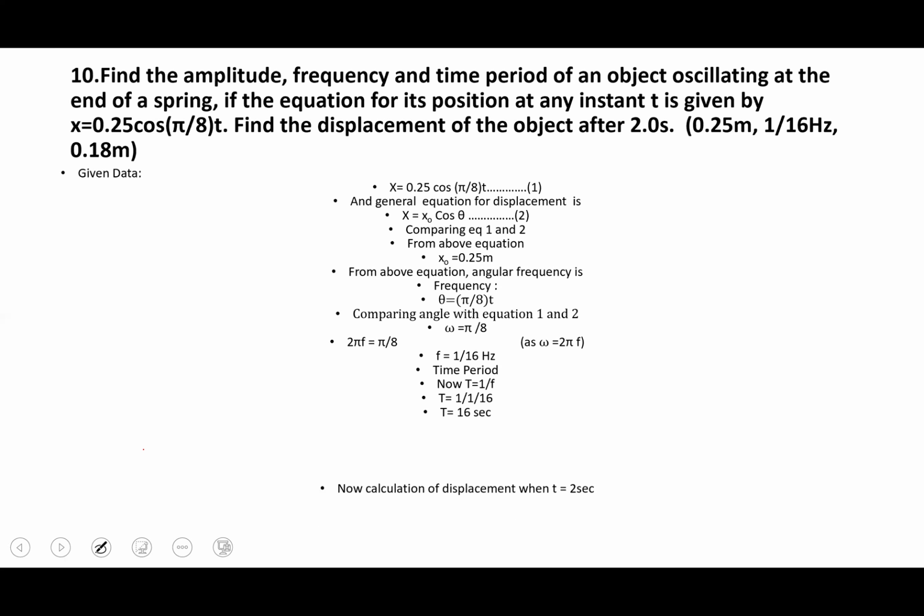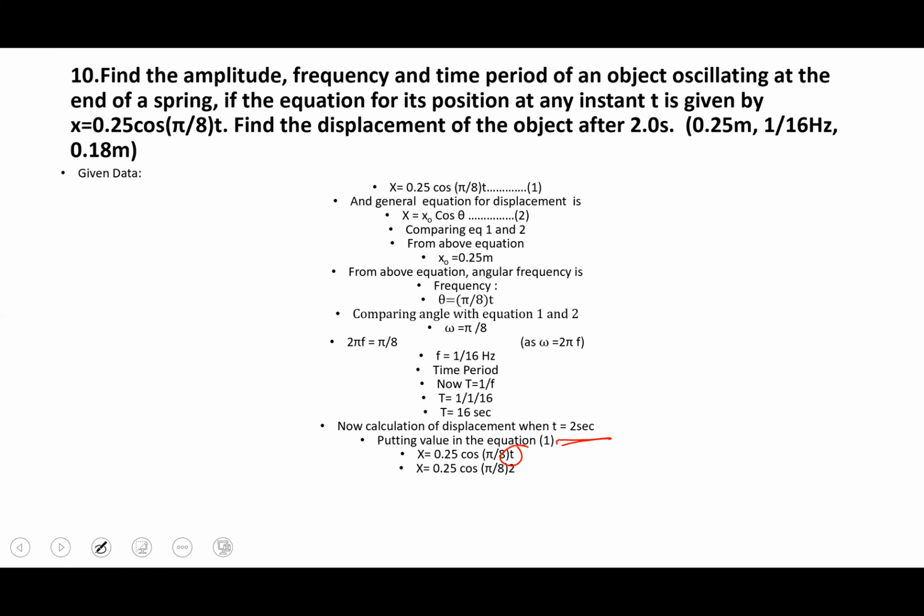Now for the displacement part, what will be the displacement at 2 seconds? So putting the value of 2 in the above equation, what do we get? We get x equal to 0.25 cos theta, and in the value of t we are putting in 2, so it will be 0.25 cos pi by 8 into 2, and when this 2 cancels with this 8, it will be pi by 4. So x equal to 0.25 cos pi by 4, or instead of writing it in radian form, we can say cos 45.